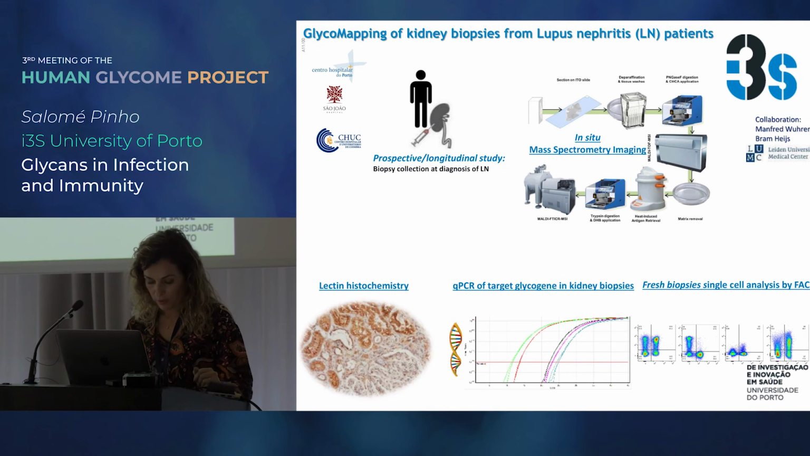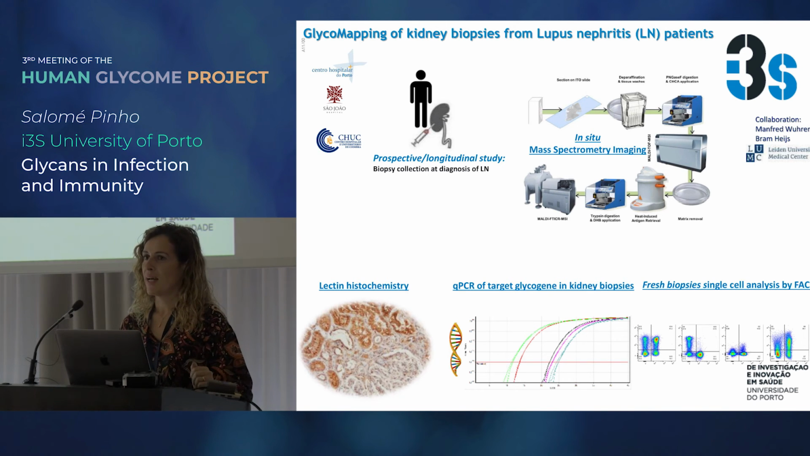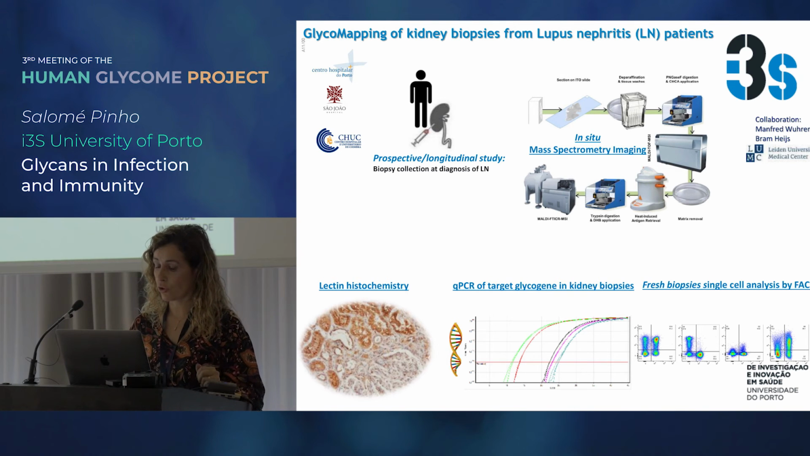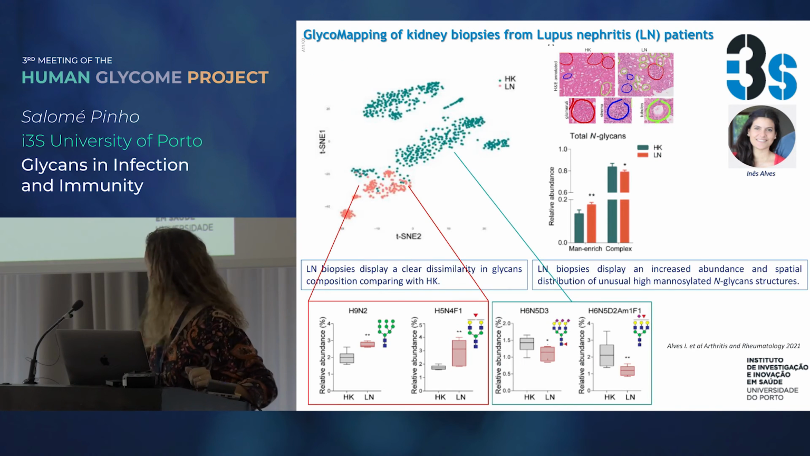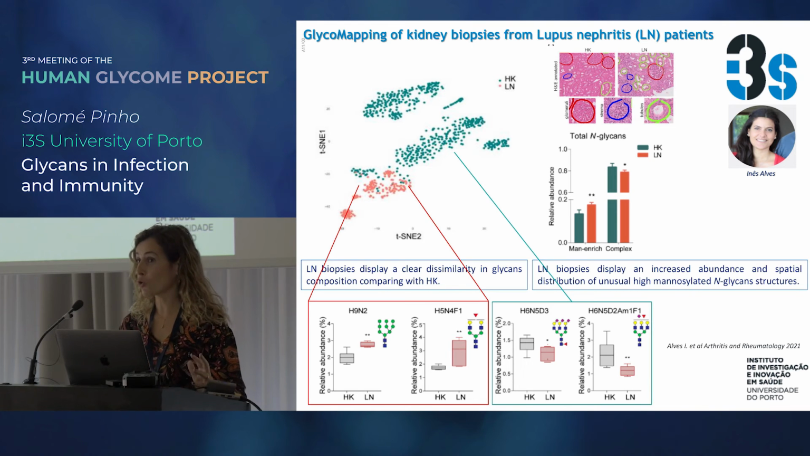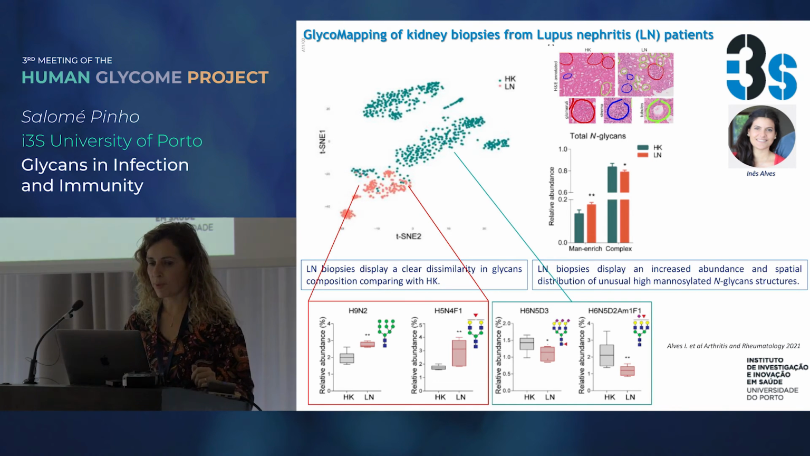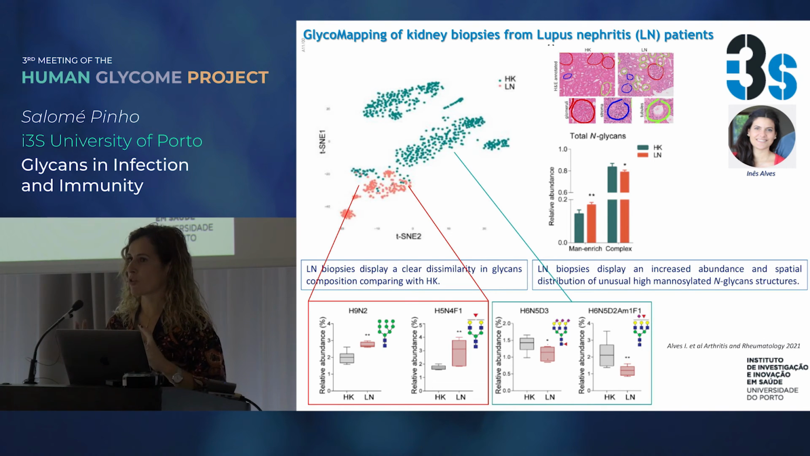And in collaboration with our colleague and friend, Manfred Wuhrer from LUMC, we characterized, at a spatial resolution level using in situ mass spectrometry imaging, also together with Bram, who I believe is also here, the tissues from kidney biopsies from patients, but also from healthy controls. We validated this by classical methods such as lectin histochemistry, by PCR analysis of selected glycogenes, but also analyzing at the single cell level by flow cytometry to glycoprofile the cells. And Inês was at that time the PhD student, but now a researcher in the group. She is also here. If you would like to ask questions related with this second pillar, please contact her. But essentially, in this t-SNE approach, we demonstrated a clear dissimilarity in terms of glycome, in terms of glycan composition in the tissue. So we gained from the histology.